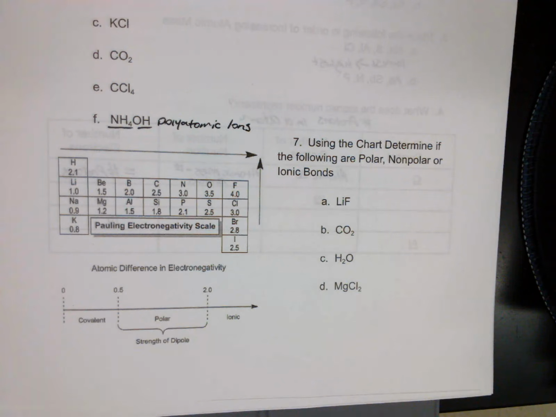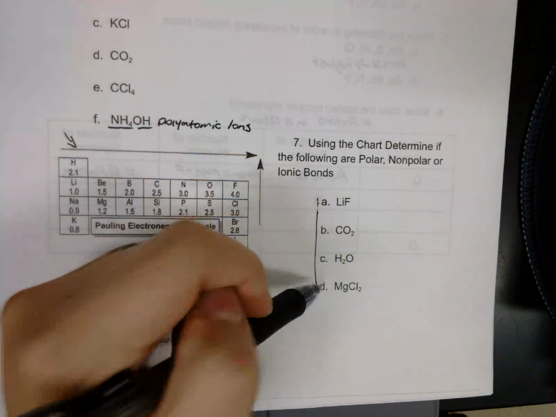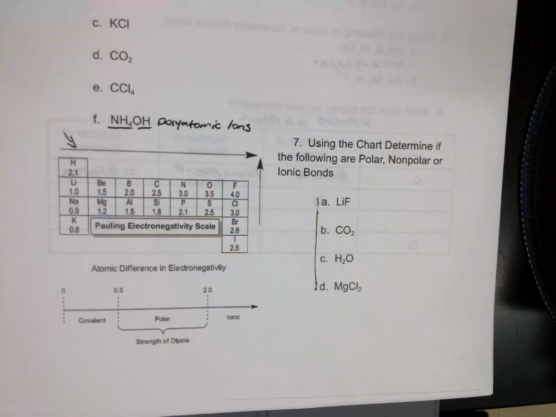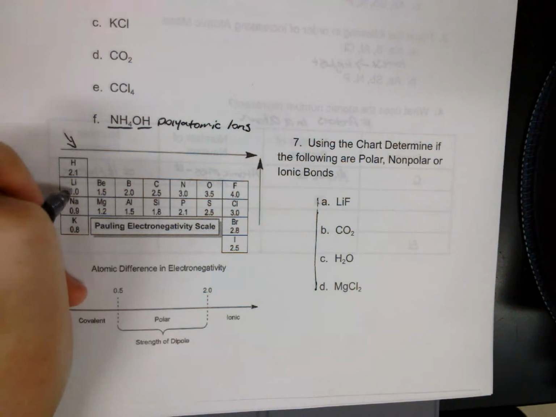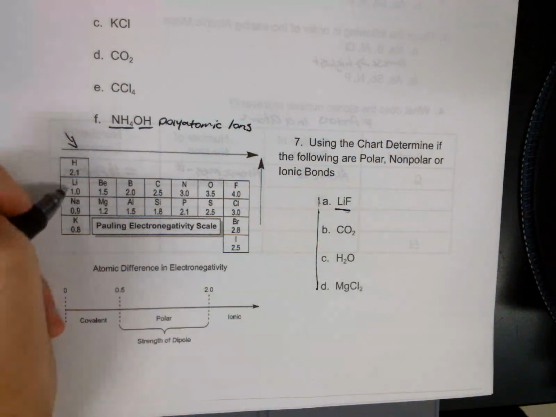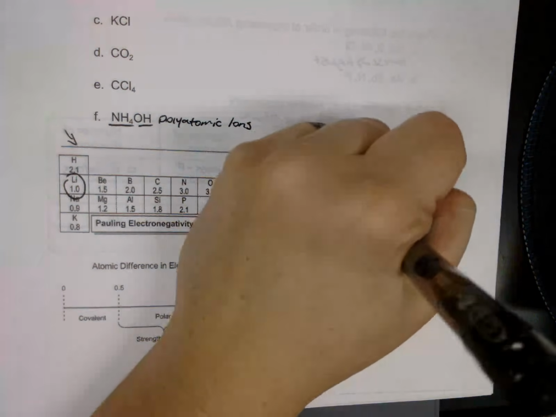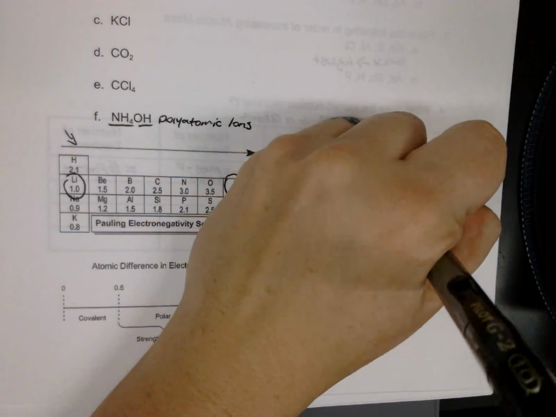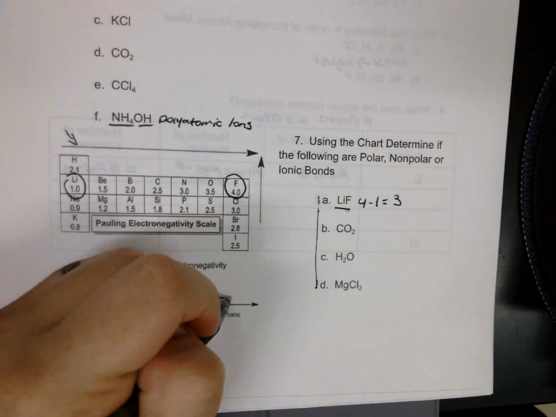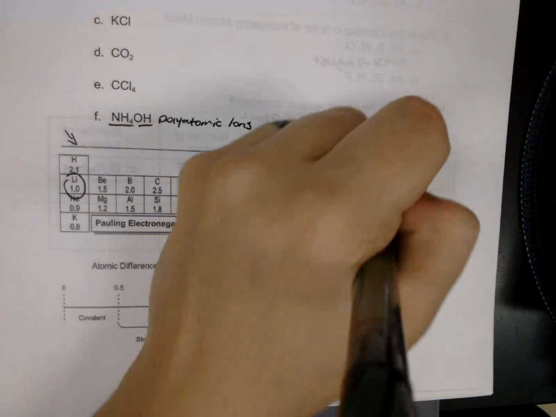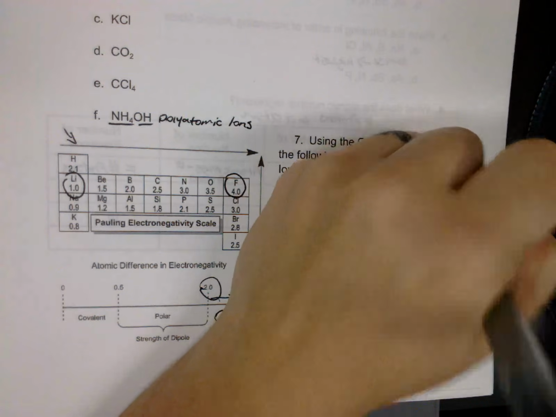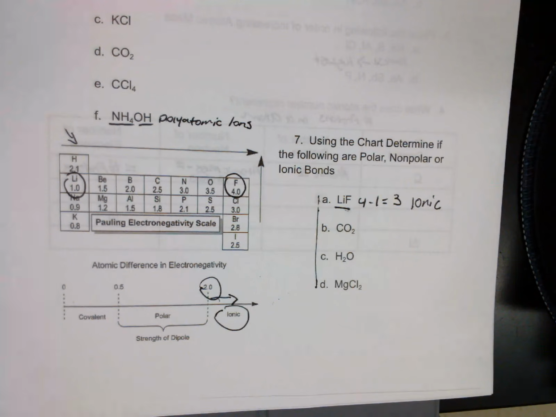For number 7, we're going to use this chart here to identify if the following bonds are ionic, nonpolar covalent, or polar covalent. And how we're going to do that is we're going to find both of these. So lithium fluoride, I've got lithium here, and I've got fluoride here, and I'm going to subtract them. So 4 minus 1 equals 3. And then I'm going to look at this chart, and since it's greater than 2, it's ionic. Pause the video here and do B, C, and D, determining if they're ionic or covalent.